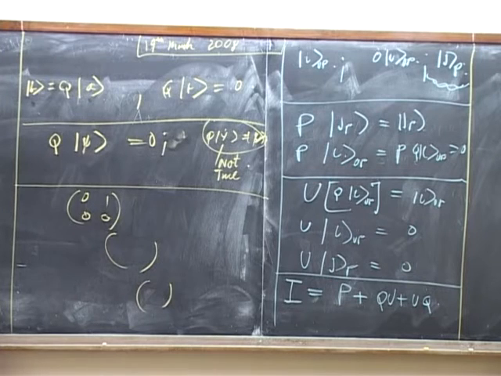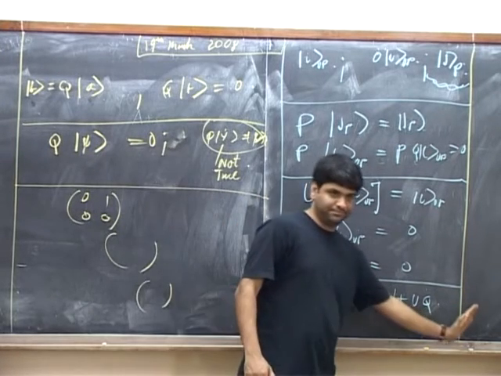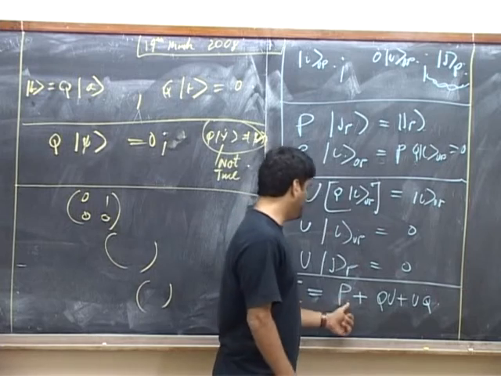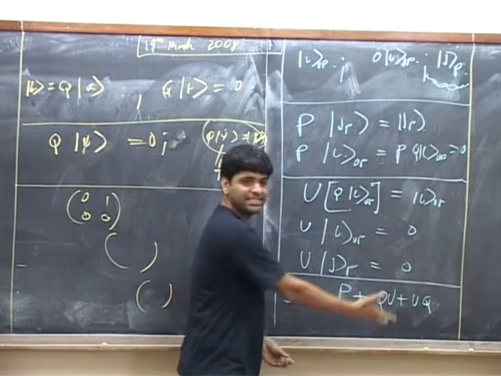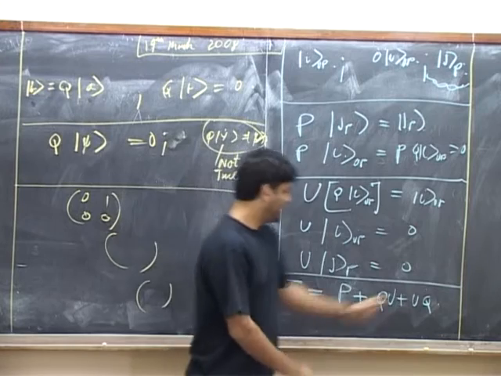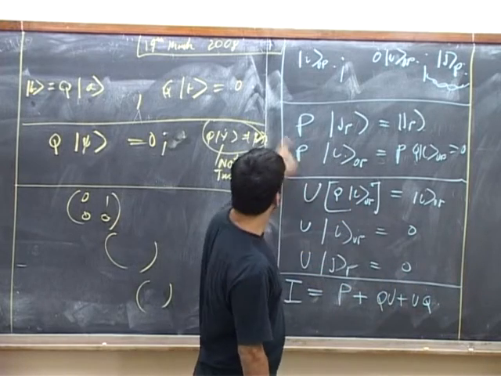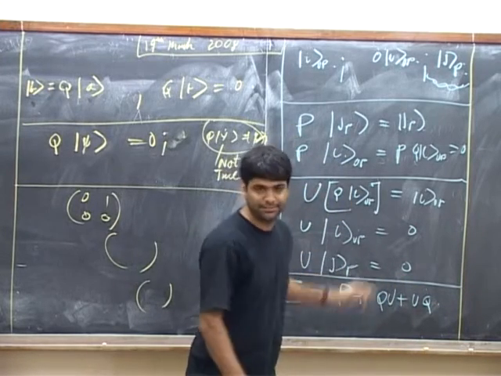Let's check. Suppose we act on a physical state. We get back the physical state because P on a physical state gives us back itself. Q annihilates physical states, and by definition, U annihilates physical states.